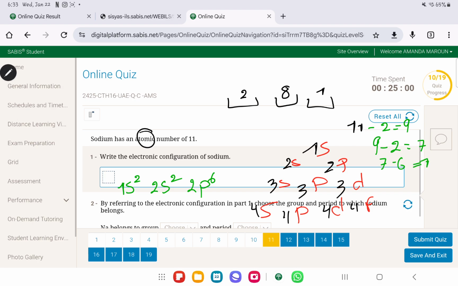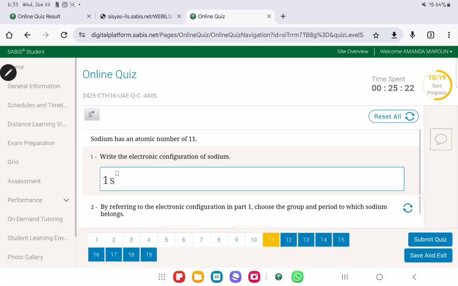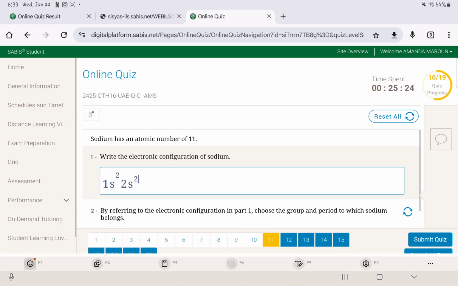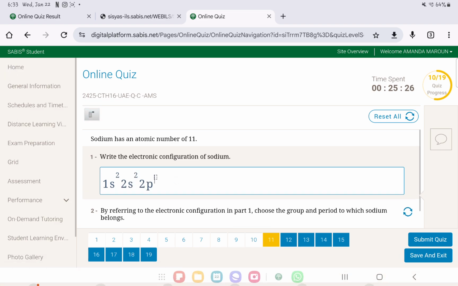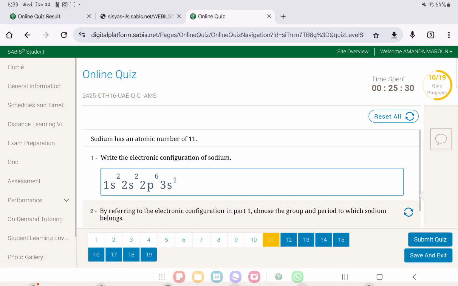But do we move on to 2d? No. We move on to 3s based on this order. So 1s finished, then 2s, 2p, then 3s, so 3s to the power of 2. But since we only need 1 electron, we will actually put it to the power of 1. So it is going to be 1s to the power of 2, 2s to the power of 2, 2p to the power of 6, and then 3s to the power of 1.